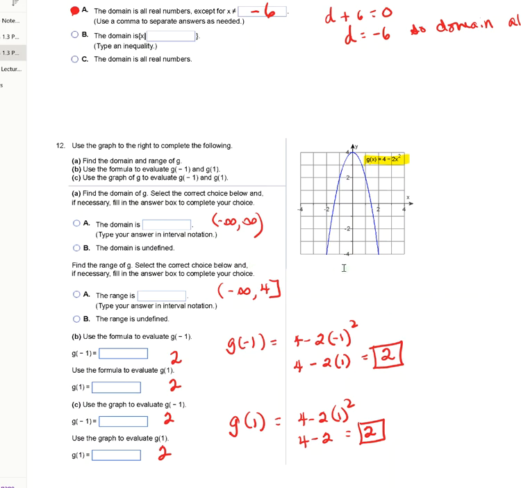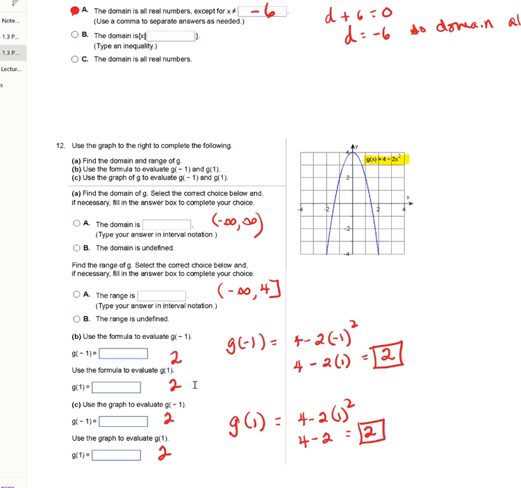The range is restricted. It doesn't go any higher than 4. So from -infinity all the way up to 4, and that's how we'll write that, and we get a bracket because 4 can be included. All right, use the formula. Here's your formula in yellow to evaluate G of -1. Plug in -1 for x, you get 4 minus 2 times -1 squared. -1 squared is +1, 4 minus 2 is 2. So that would go there.